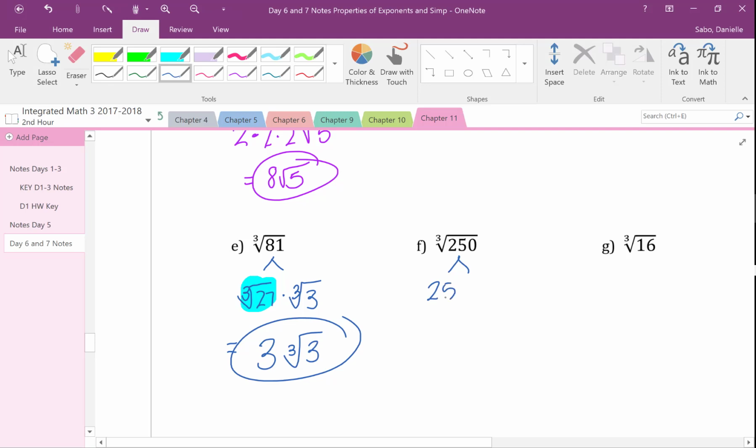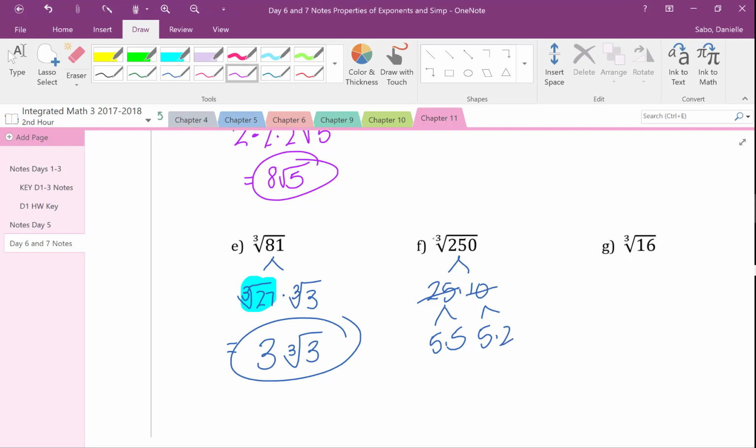I have 25 and 10. I'm only doing 10 because I know there's a 0 at the end, and that's probably the easiest way to go. Okay, but 25 breaks up into 5 and 5. 25 is gone because I broke it up. And then 10 is broken up into what? Good. 5 and 2, 10's gone.